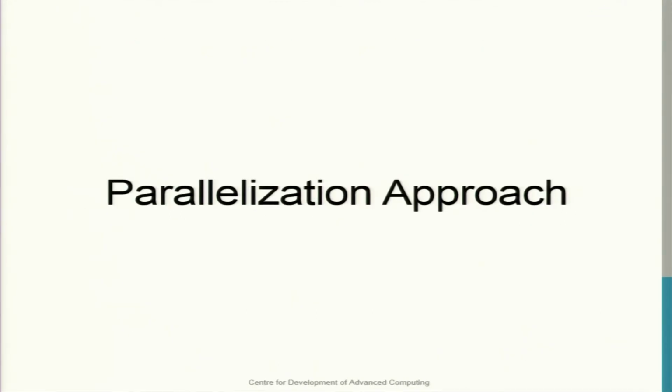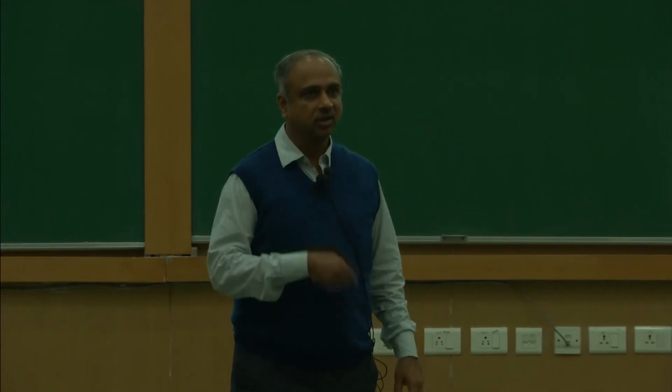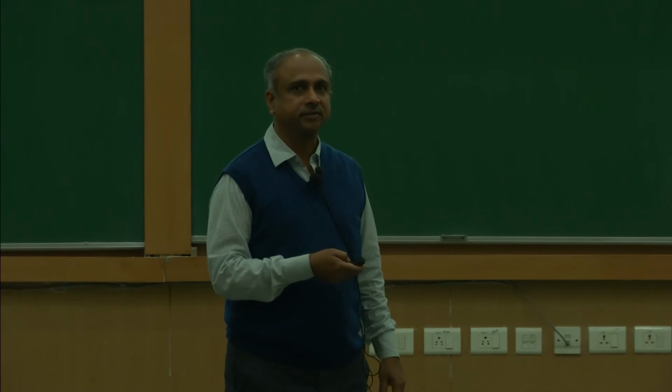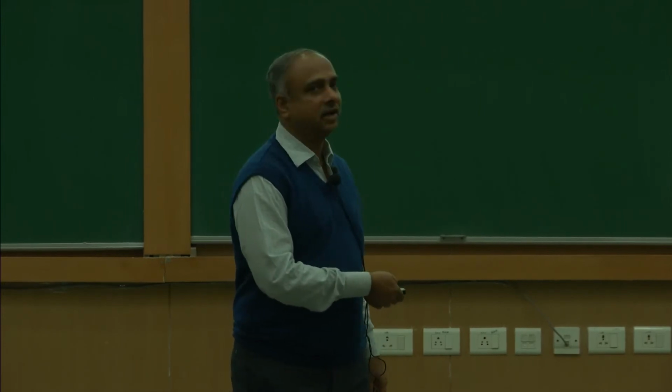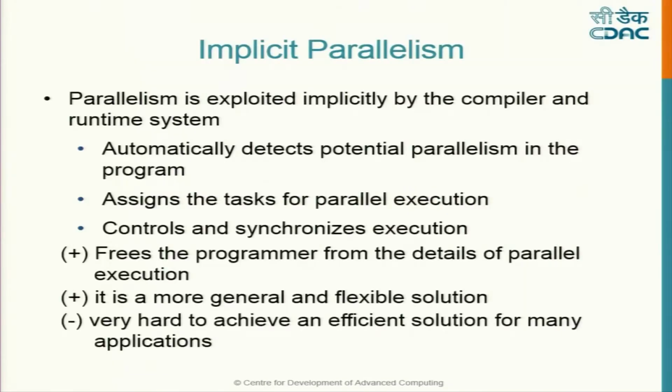Okay, so now this is all about the architecture, all the hardware aspects. Now we will talk about the parallelizing approach that we have to take. There are two types of parallelism: one is called implicit, another is called explicit. As the name suggests, implicit is done by the compiler.